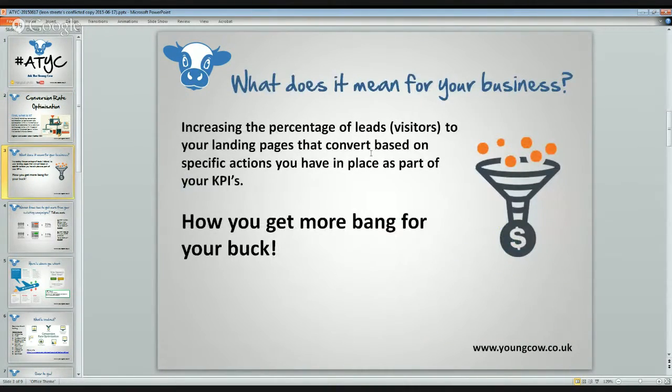What does conversion rate optimization mean for your business? It's about increasing the percentage of leads or visitors to your landing pages that convert based on specific actions. It could be that you want people to check out and buy things from your website, or maybe you want them to fill in a lead form. It's all about whatever your KPIs, your key performance indicators, are set against whatever actions you've got in place on your website. It's about how you get more bang for your buck, how you get more money out of the investment you've already put into your marketing. That's what conversion rate optimization is.